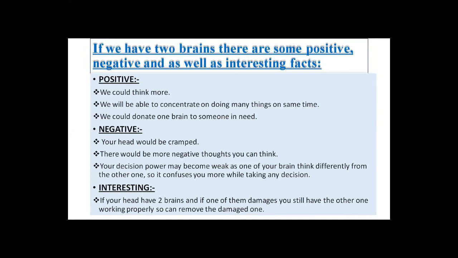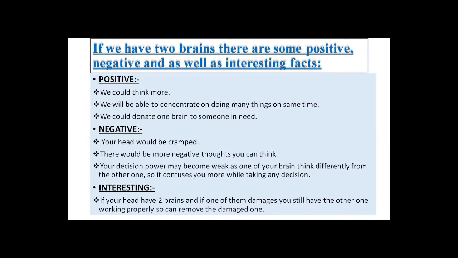And what are the negatives if we have two brains? Our head would be cramped and there would be more negative thoughts we can think. Our decision power may become weak, as our brains think differently from one another. So it creates a lot of confusion when we're taking any decision.